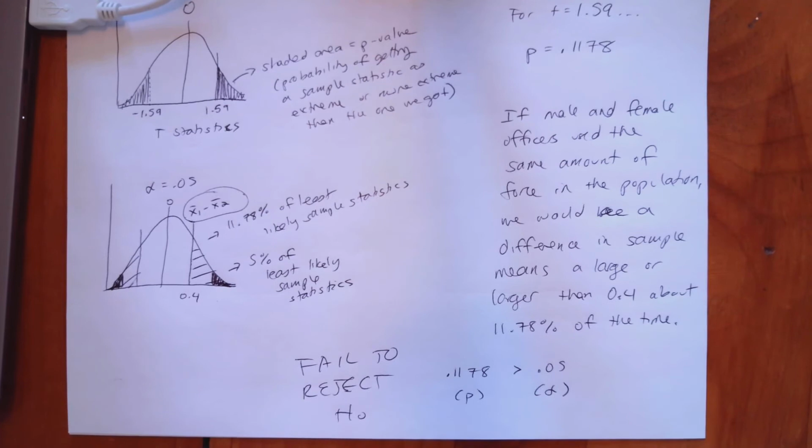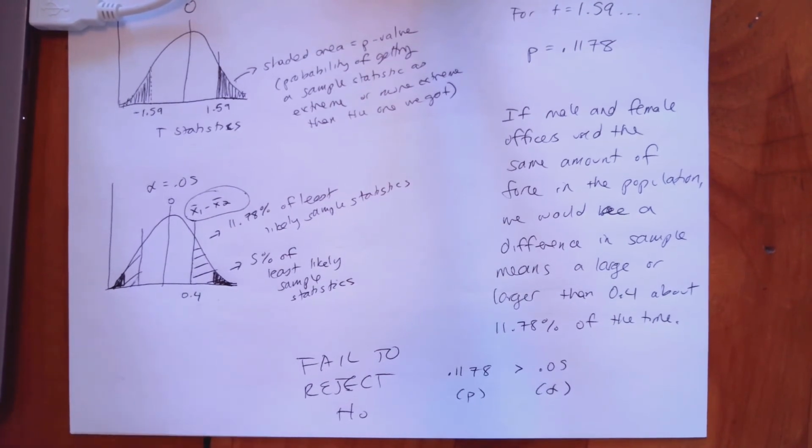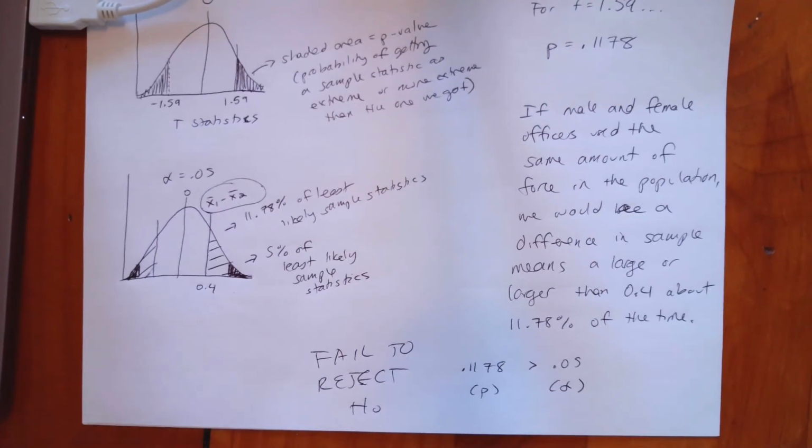So our p-value is larger than our alpha level, which tells us that our sample difference here is something that's pretty likely you'd get if there was no difference between the population means at all. So we fail to reject the null hypothesis because our p-value tells us that that's where our sample falls in this distribution. And it's not in that 5% of least likely possible sample means. All right, and then you're done. So you would take this test and conclude that based on the available evidence, there's no reason to believe that there's a difference in the amount of force used by male police officers and female police officers.